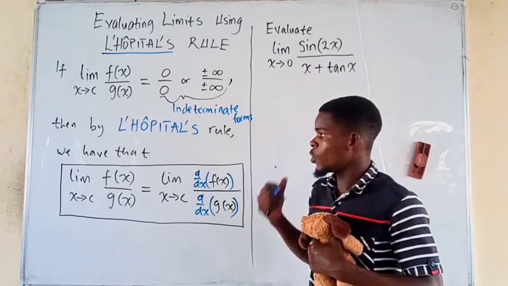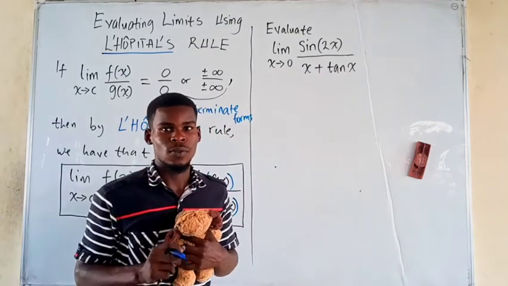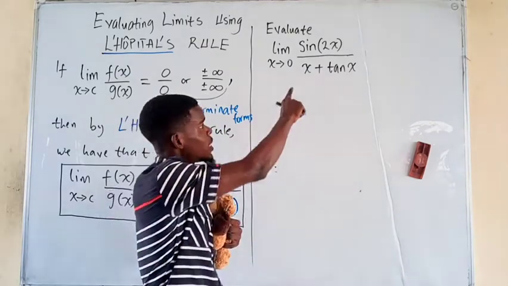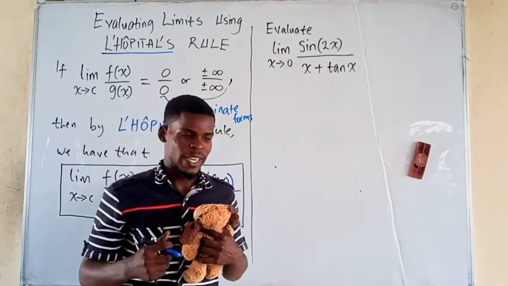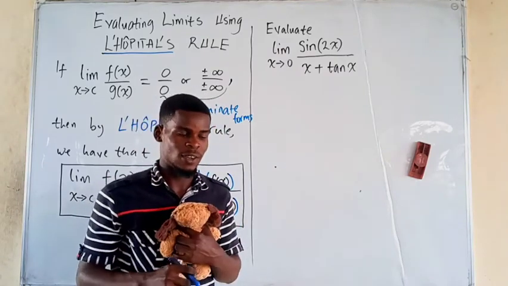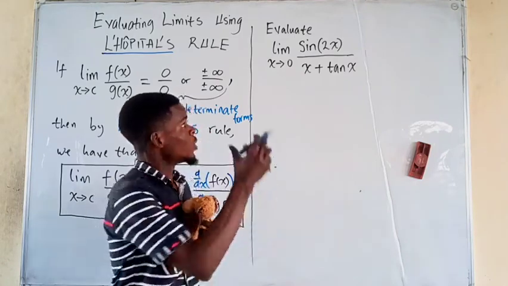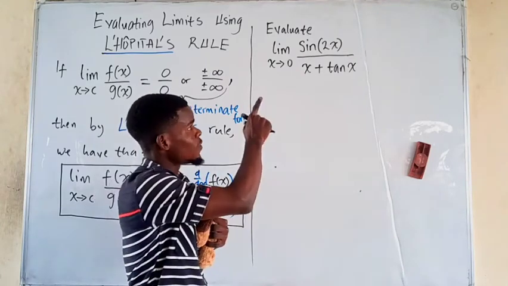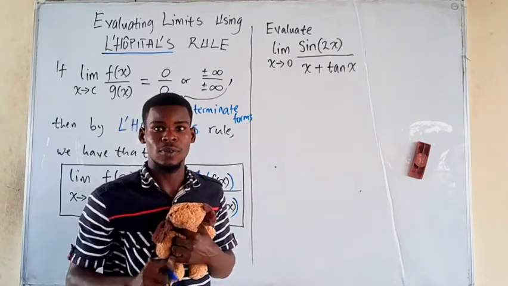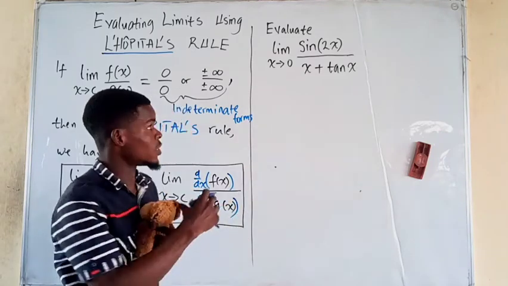What we'll be doing here is to test this rule first. We are going to evaluate this limit without using L'Hopital's rule, just by some trigonometric identity or some tricks, maybe multiplication or division, to get the result. And then we are going to compare it with the result from using L'Hopital's rule. So let's start the normal way.